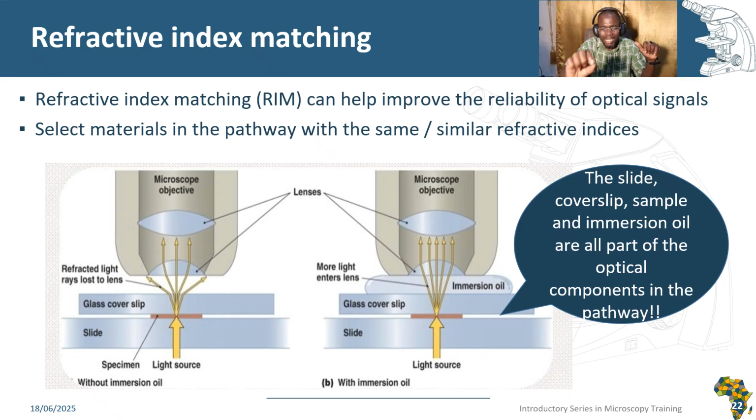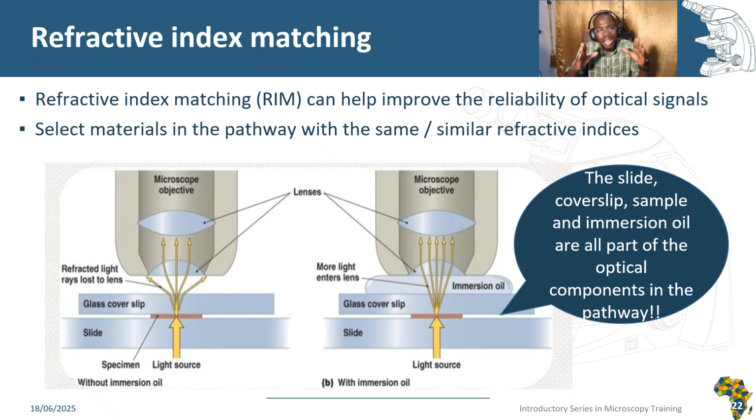On the other hand, with oil immersion, when observing a specimen and using materials with similar refractive index, it allows the light to move into the objective lens, and this brings a very clear and sharper image. So when you use substances with similar refractive index, there is no loss of light, and the images will appear very clear with high quality.